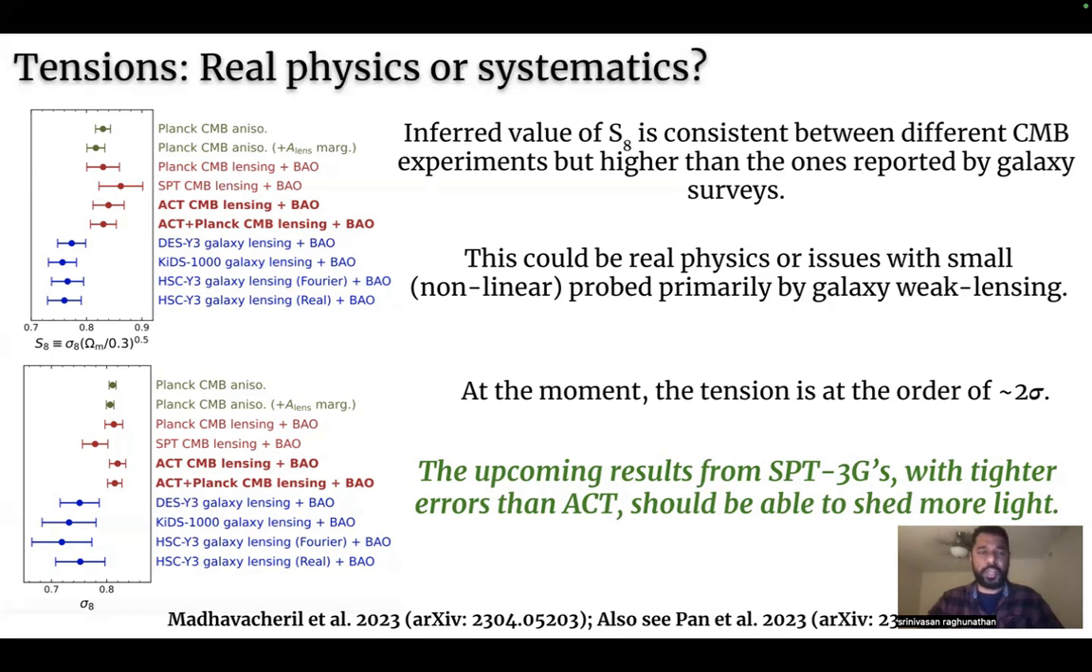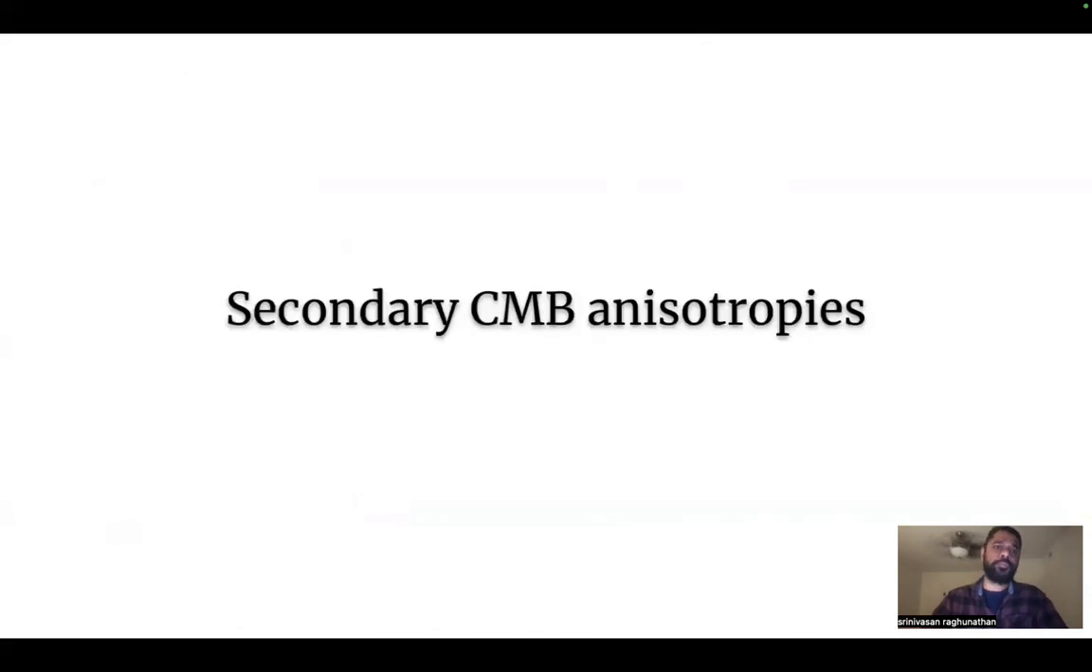Here the tension is not as big as what we saw in the previous slide, but it seems like the tension is actually growing. Again, this could be real physics because these measurements are probing different scales, or this could be a systematic. So the upcoming results from SPT3G will be able to shed a lot of light on these things. That's why these measurements are interesting.